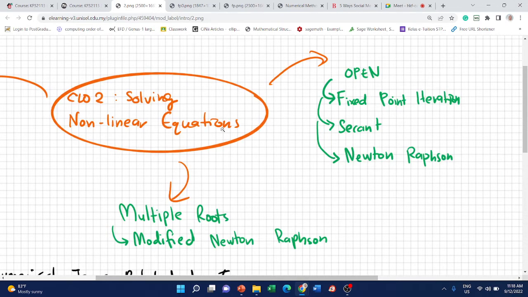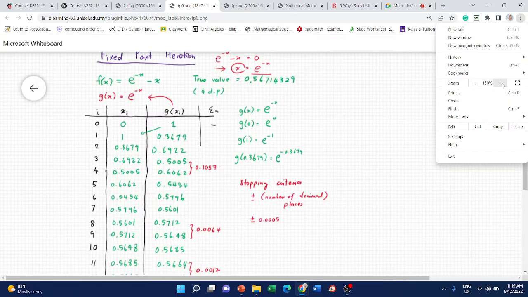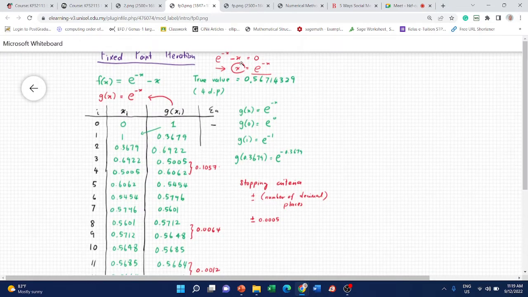Okay, these are still methods for solving nonlinear equations. But for fixed point iteration and the secant method, I'm going to choose a different function, not the f(x) that we had in the bisection or the graphical method. So we will see different functions. We'll start with fixed point iteration. This is an example with f(x) equals e to the power negative x minus x. Please get ready with your calculator. I will ask you to compute.